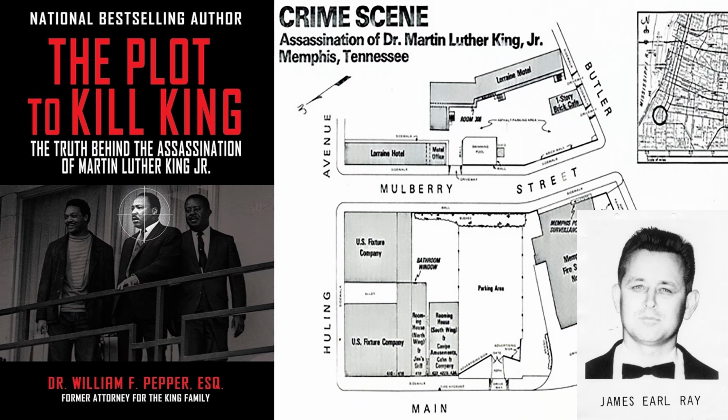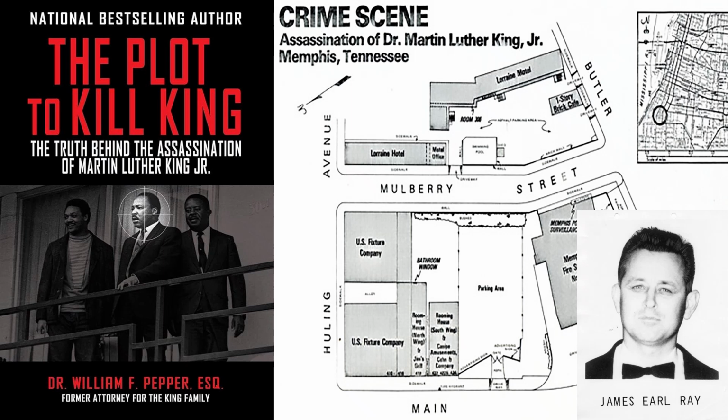One evening on April 4th, King was stepping out of his motel room, and he was struck by a bullet that hit him in the jaw and eventually lodged in his shoulder. He was rushed to the hospital, and he died about an hour later at the age of 39. The alleged assassin was James Earl Ray. You can see him at the bottom right-hand side of the slide.